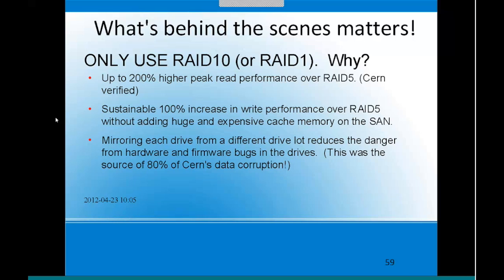Yes, we had to add more drives. Drives are a whole lot less expensive than cache memory. Keep that in mind, especially today. That wasn't true in 1988. It is true in 2015.